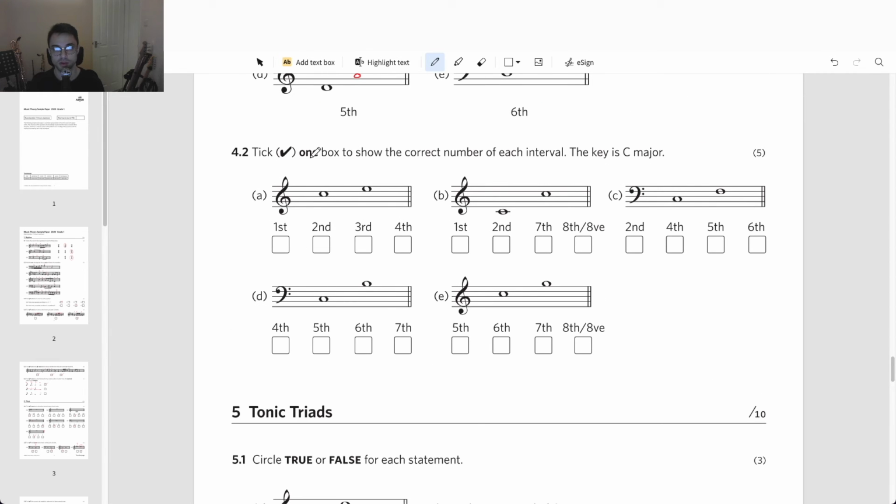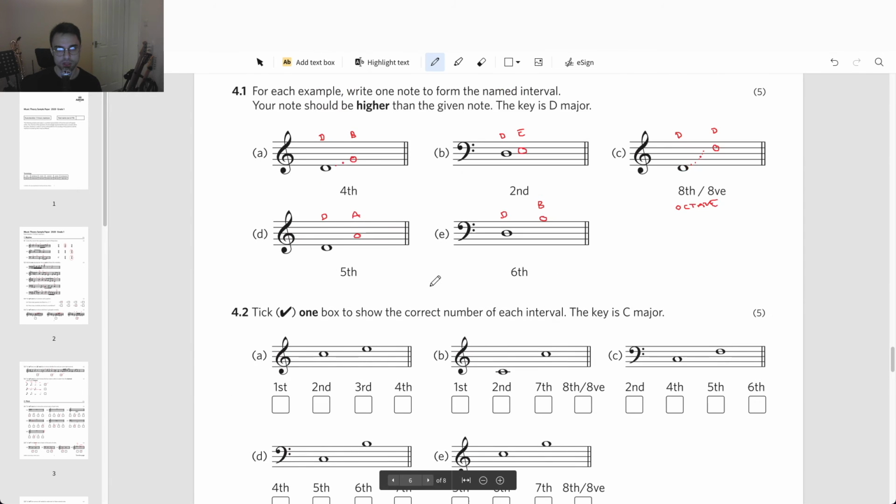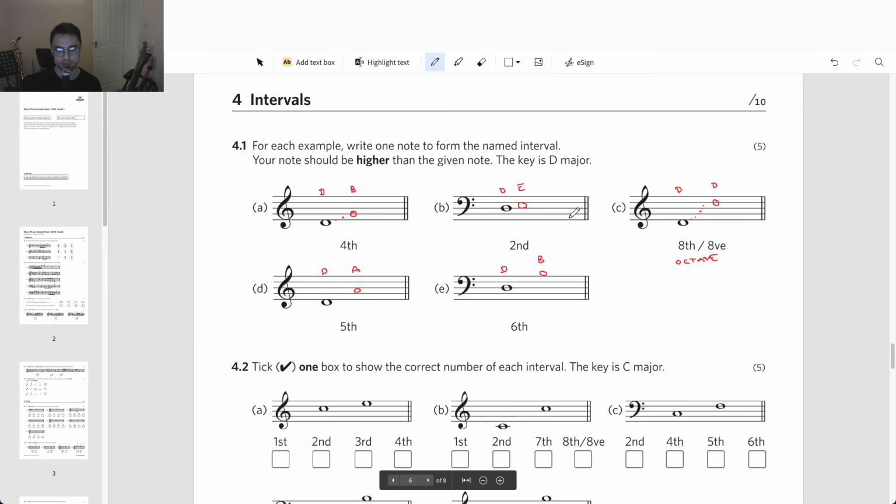4.2. Tick one box to show the correct number of each interval. The key is C major. Tick one box to show the correct number of each. All right, so we've got to figure out what that interval is and pick the correct option down here. We're in the key of C major, so we're going to do just like we did here, except now we're trying to figure out what's written down.